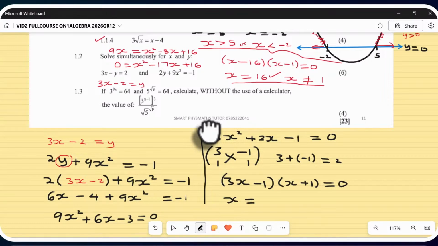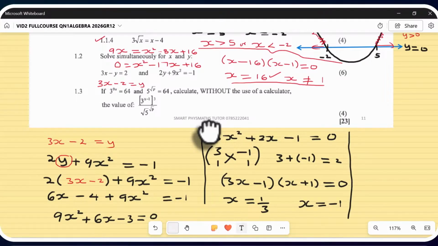Our first x here is a third. That is 1 over 3 here. Then minus 2. So our y equals 1 minus 2, which is negative 1.